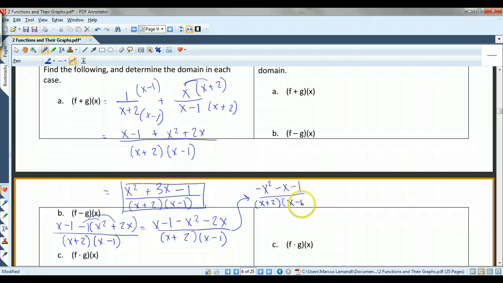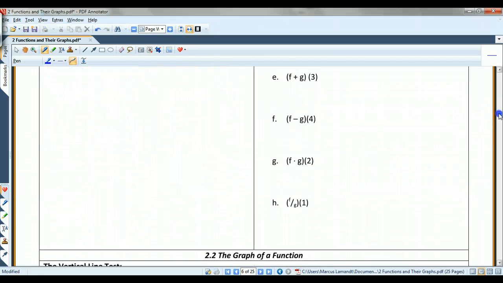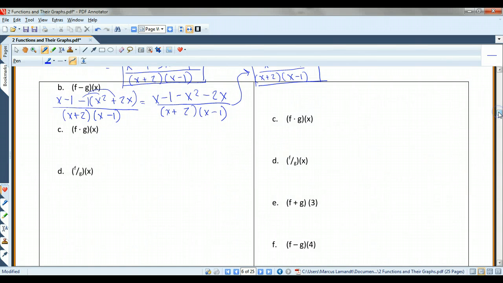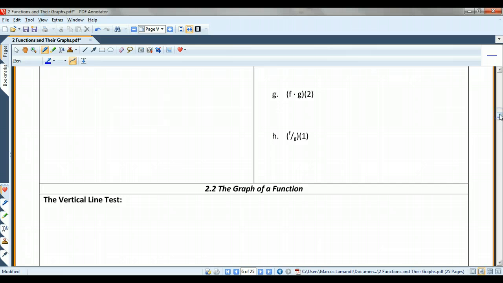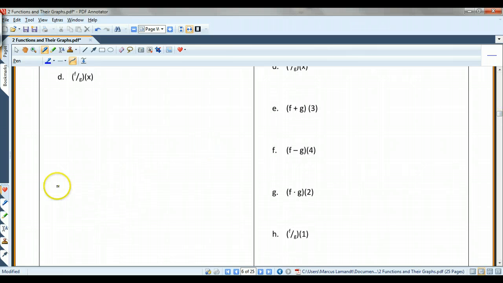Once again, I apologize for the lack of space. I clearly did not give you guys enough room. You guys are welcome to work on a separate sheet of paper if you want. There's so much room down here too. Alright, I'm actually going to solve C down here somewhere, just so that there's enough space.